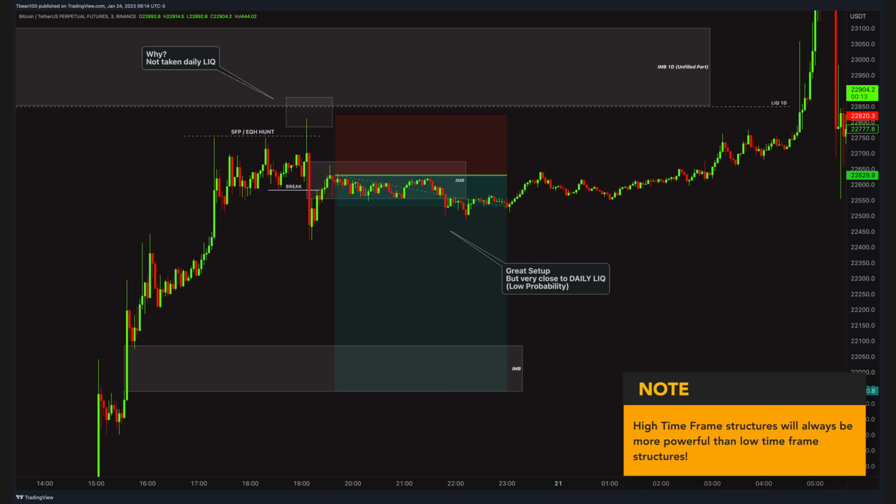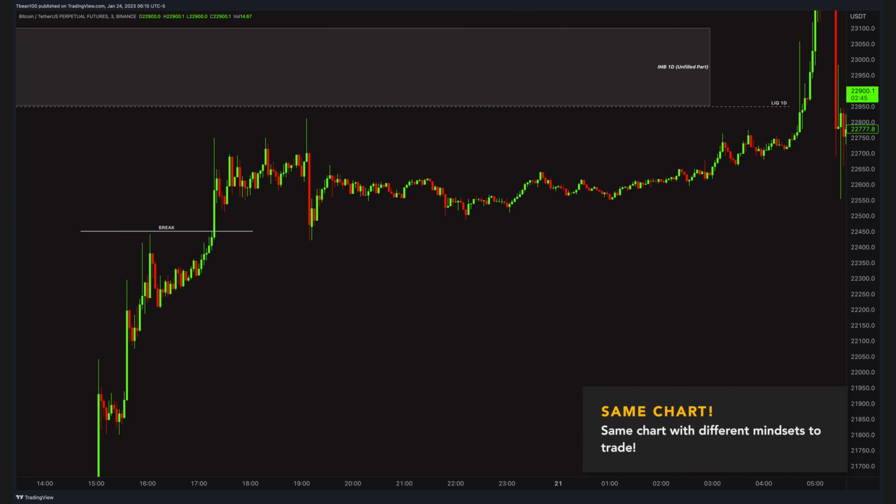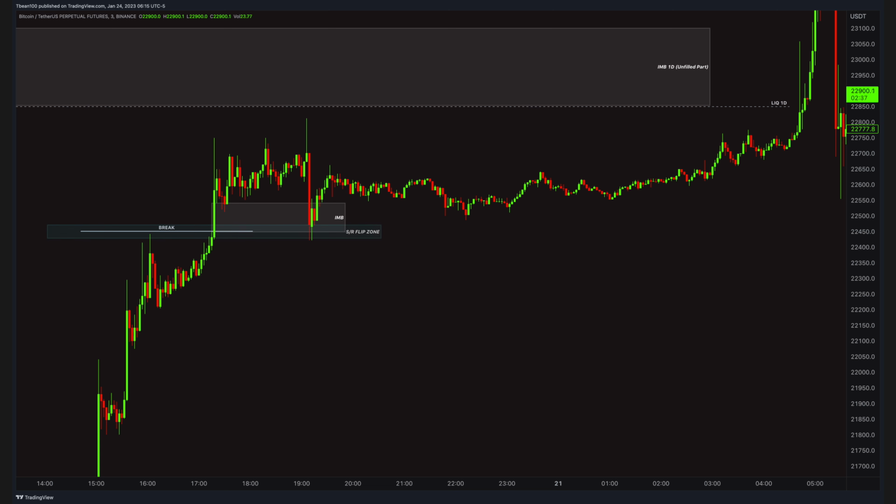It is all about combining high and low time frames and identifying the key structures. Okay, let's check out the same chart again with a different mindset. This time you are aware of the high time frame for daily liquidity and imbalance. You see this break here? It is a very strong upward break, creating this nice imbalance. It also creates this nice support and resistance flip area here.